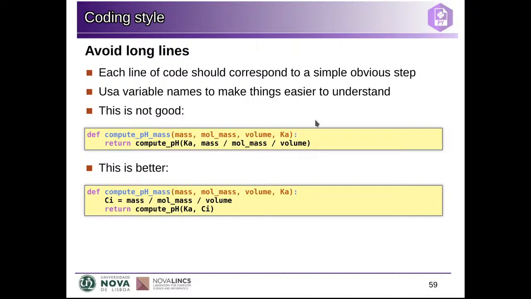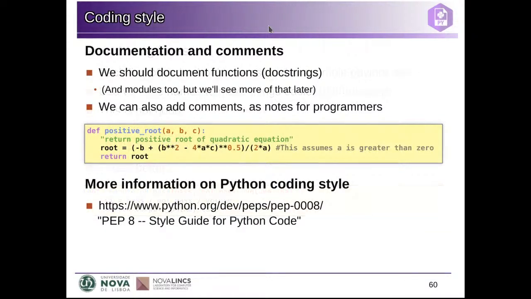Also, you should avoid long lines of code. So we could write something like this for the compute pH mass function. We just call compute pH and tell Python to give as the first value the Ka value, and as the second argument this expression here. But this would be harder to read than if we add in another variable, put this name, so that we know that this is actually the initial concentration, and then we call the function. So think about how easy it is to read the code when you're writing it.